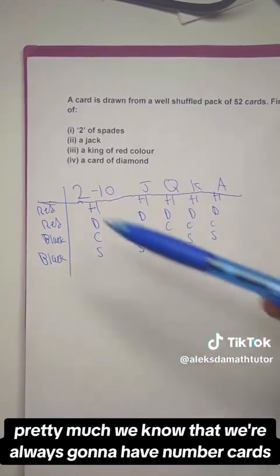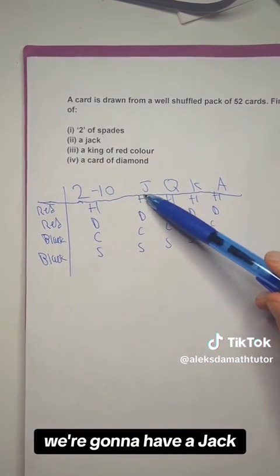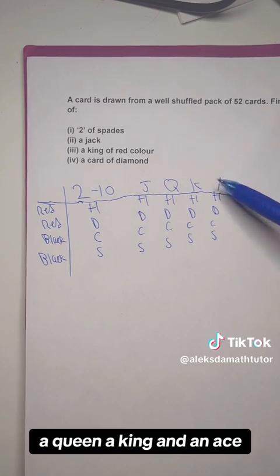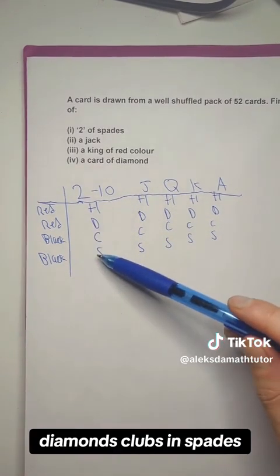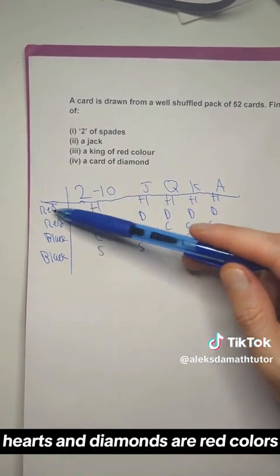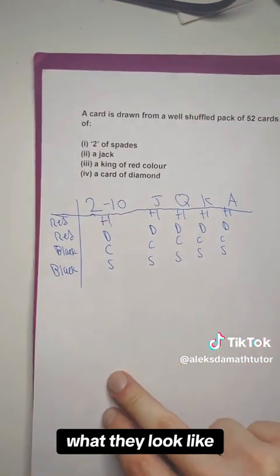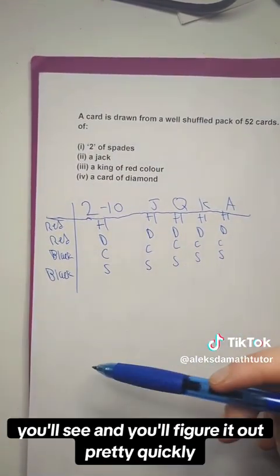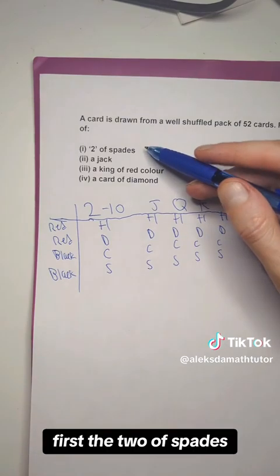Pretty much we know that we're always going to have numbered cards from numbers 2 all the way to 10. We're going to have a jack, a queen, a king, and an ace, and we're going to have variations of them in hearts, diamonds, clubs, and spades. Hearts and diamonds are red colors, clubs and spades are black colors. If you're curious about any of these, what they look like, Google a couple cards, you'll see, and you'll figure it out pretty quickly. Now we're asked to find first the 2 of spades.